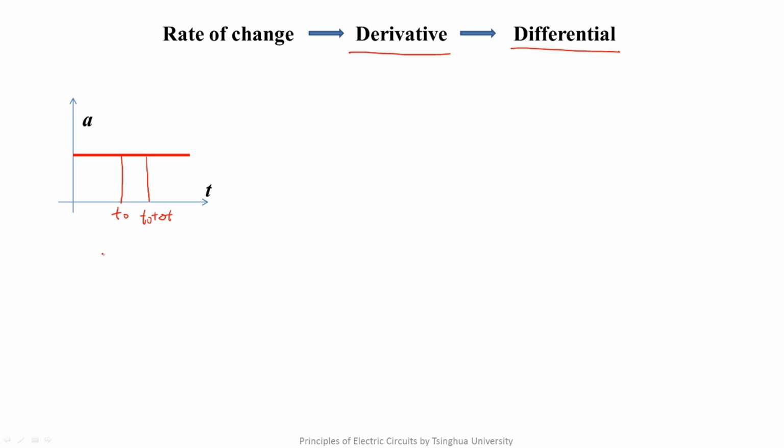In other words, the time rate of change is 0. So we know the time rate of change of a constant is 0. We use the prime to represent the rate of change, which is also called the derivative of the time.